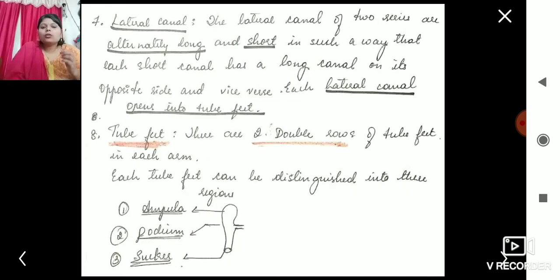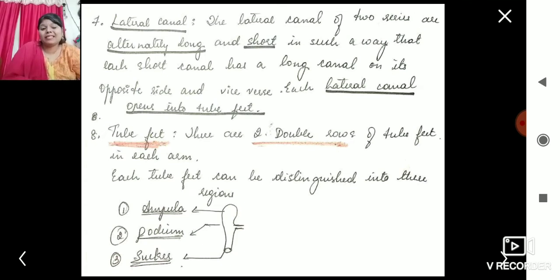So for the tube feet, there are two double rows of tube feet. If the lateral canals are in two rows and in two series, one alternating with the other, and they end in the tube feet, that's why there are double rows of tube feet in each arm. That is, in each arm you can see two rows, double rows.